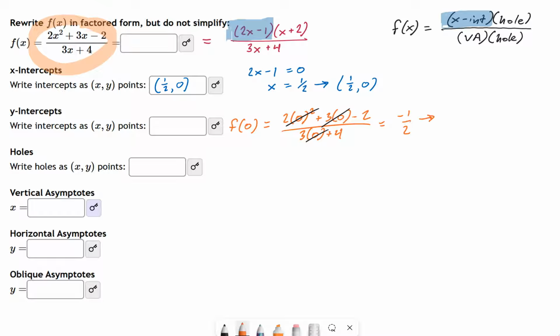And that turns into an intercept, which is written as (0, negative 1/2). So I'm going to put that right here. And while I'm doing this, I want to mention the fact that the x-intercept is 1/2 and the y-intercept is negative 1/2. They may look similar, but that's just a pure coincidence. That's not a pattern. Okay, moving on.